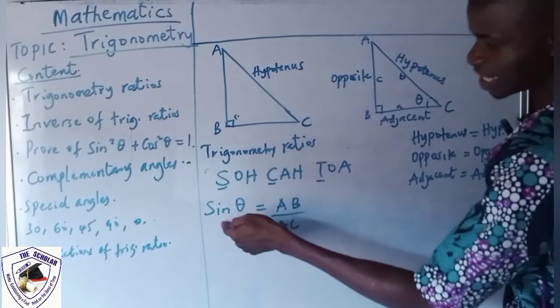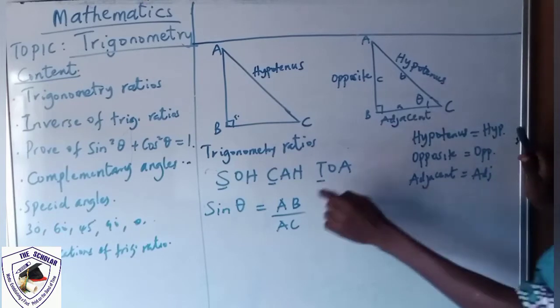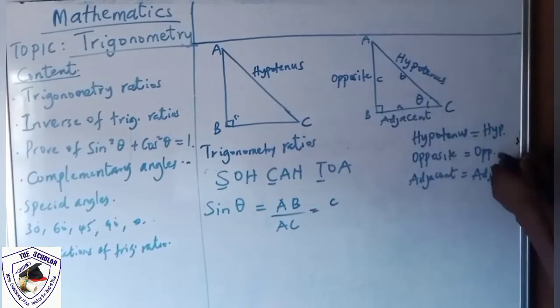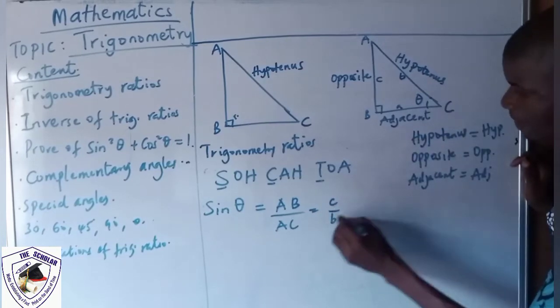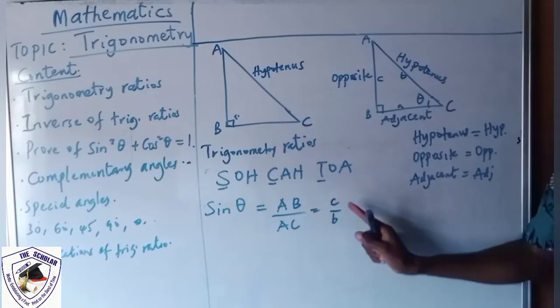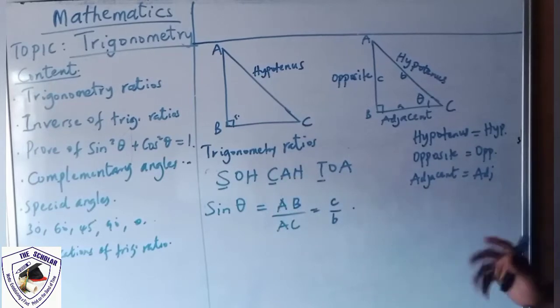So sine theta is AB over AC. Using the values that we have there, AB is small letter c and AC is small letter b. That defines the first ratio: sine theta is equal to opposite over hypotenuse, that is small letter c over small letter b. I hope that is taken.